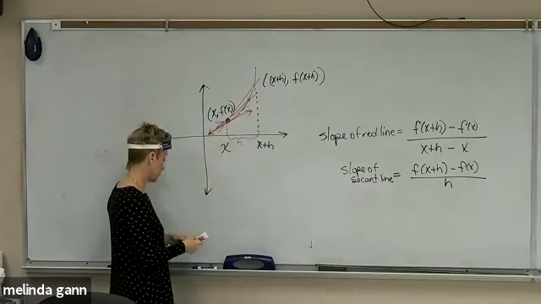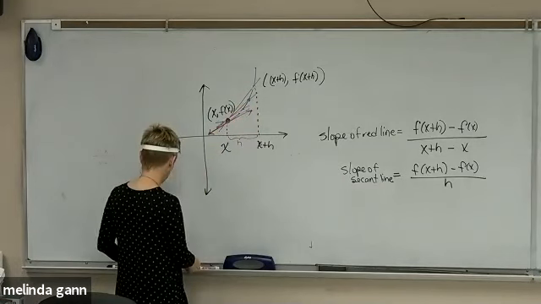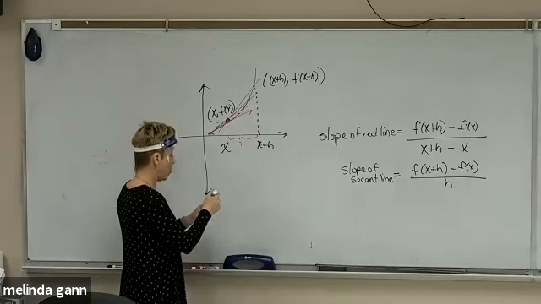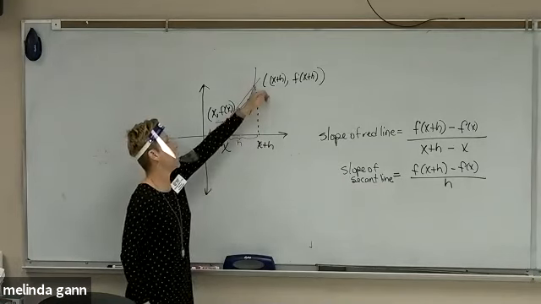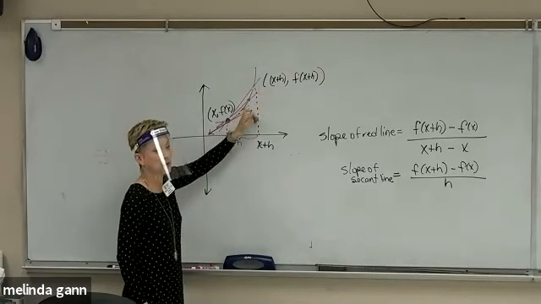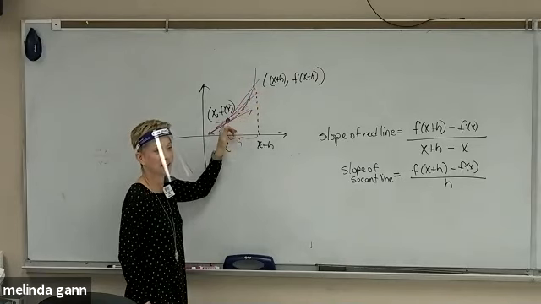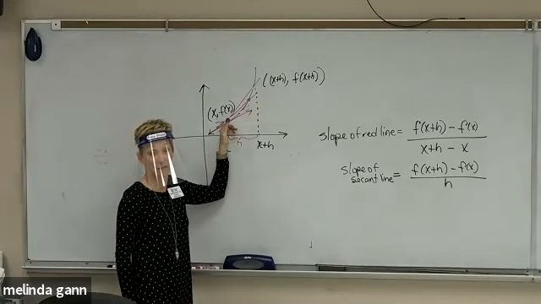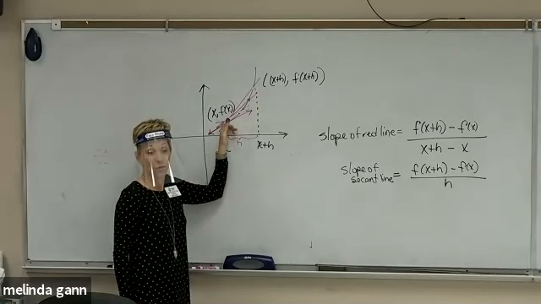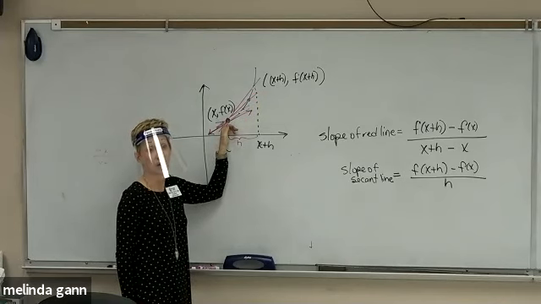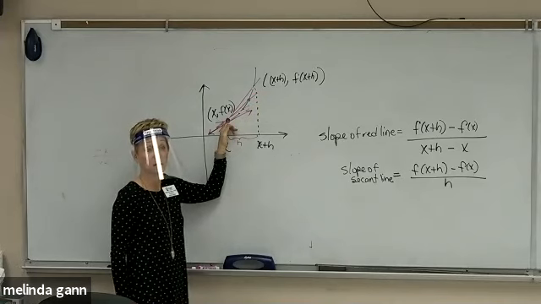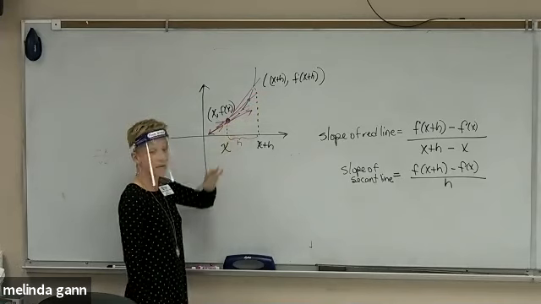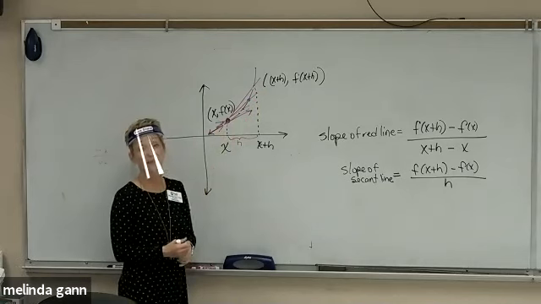Now, I want to know, how can I tell somebody I want this point to get closer and closer and closer to that point? That sounds like something we've had before. What happens if something gets closer and closer? What do we call that? A limit. Now, there are different ways of saying it, but I think this is the easiest one.